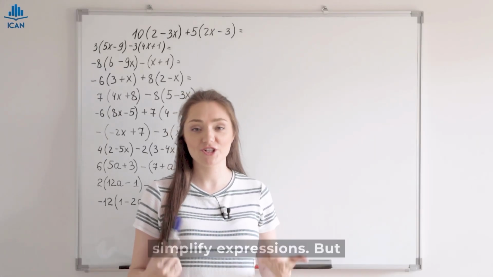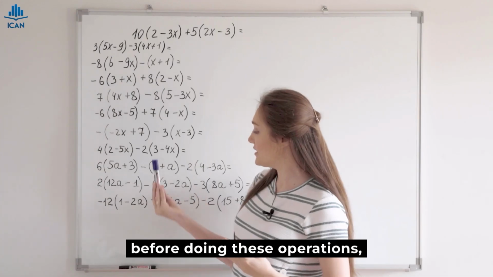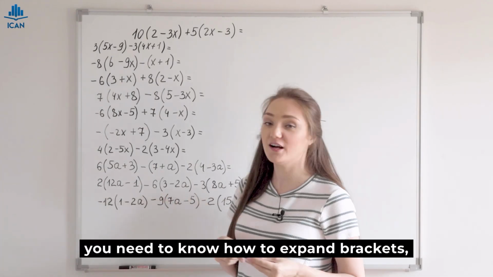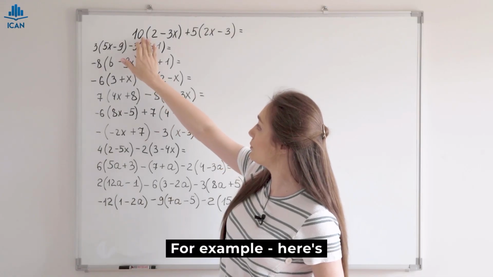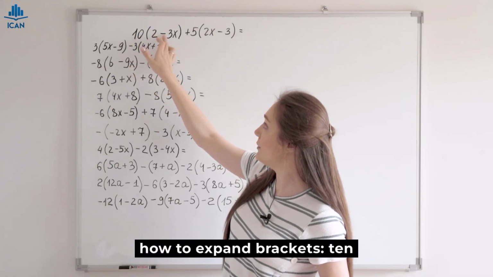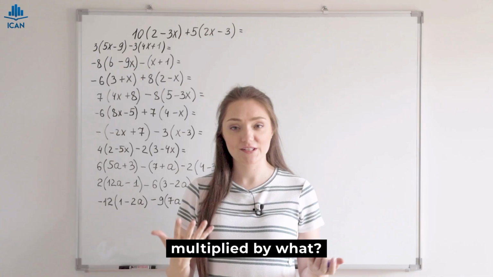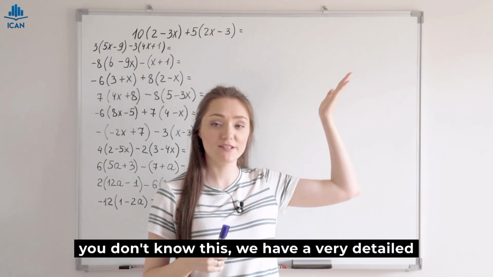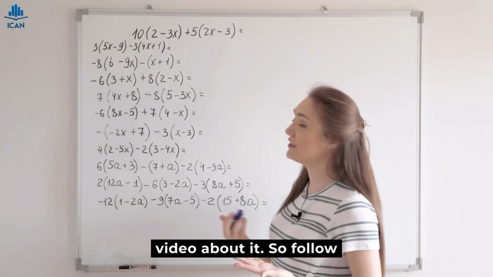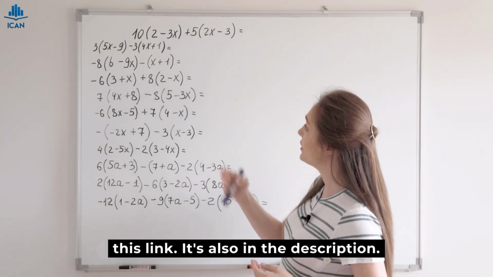Today we'll learn how to simplify expressions. But before doing these operations, you need to know how to expand brackets. That is, how to multiply. For example, here's how to expand brackets: 10 multiplied by what? 2 minus 3x. If you don't know this, we have a very detailed video about it. So follow this link. It's also in the description.